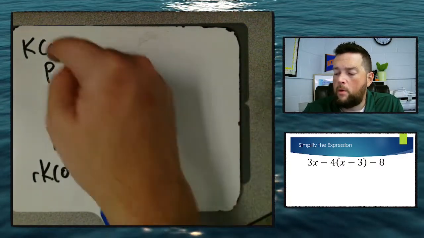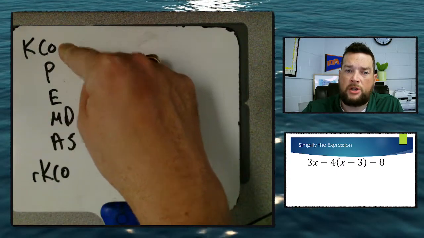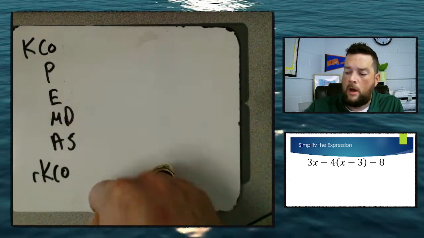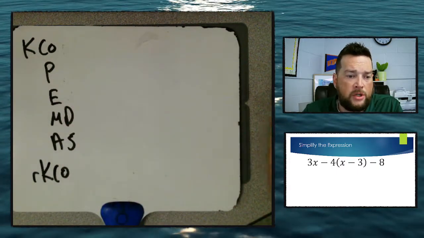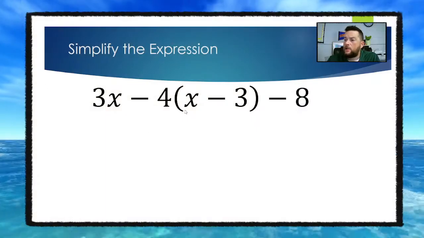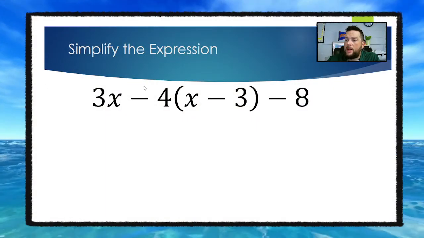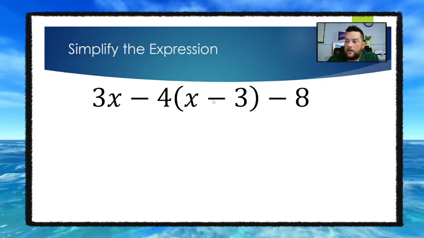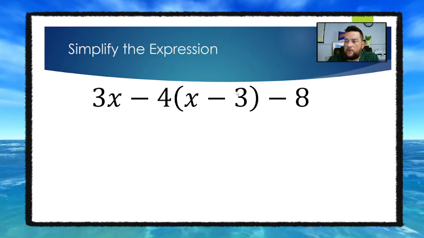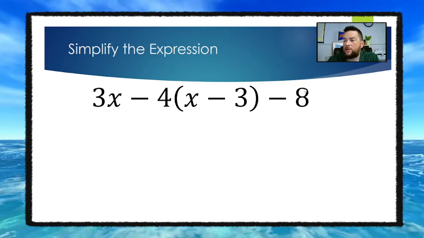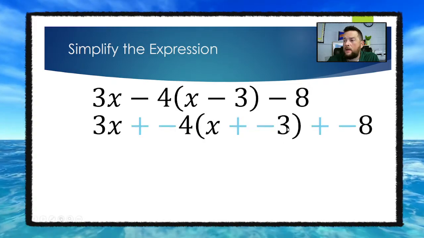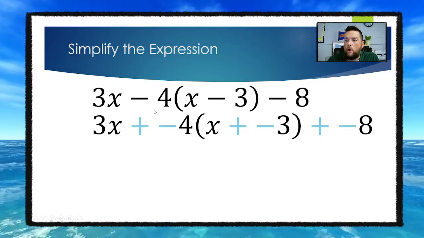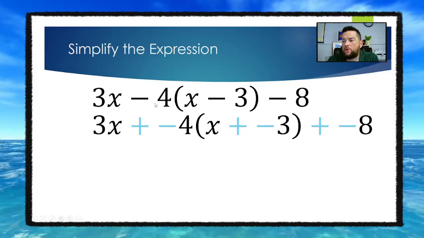Like I said before, we're going to apply keep change opposite first, and then we're going to go through our order of operations just like that. All right. So the first thing we need to do is change this subtraction to an addition, and that 4 to a negative 4. Change that subtraction to addition, change this to a negative 3. Change that subtraction, turn this to a negative 8. All right, just like that. So you see all we did here is apply keep change opposite.